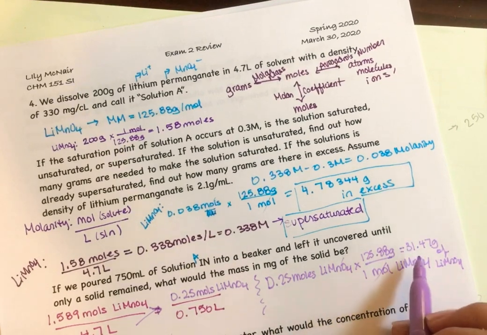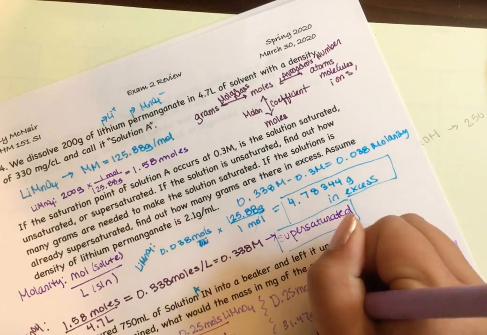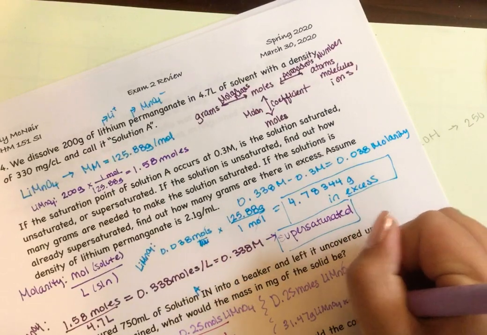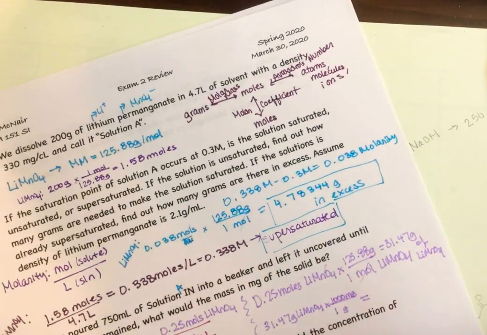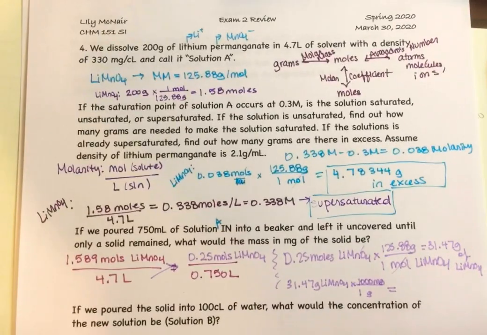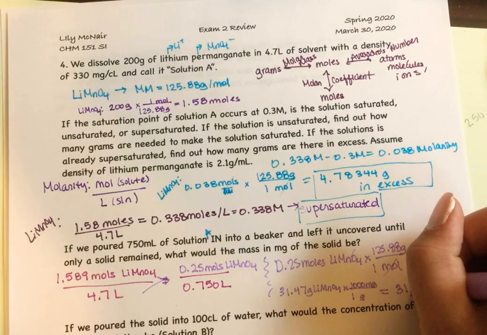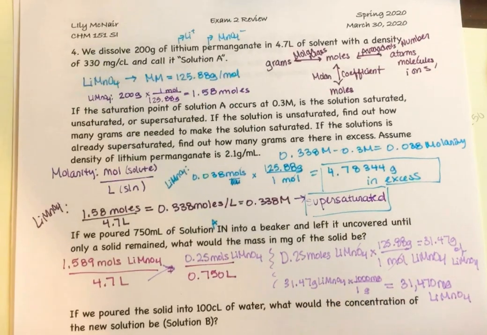So we'll take that, we'll multiply 31.47 grams lithium permanganate times 1 gram on the bottom, 1,000 milligrams on the top. That's our ratio that we're using to convert. And what we get is 31,470 milligrams LiMnO4, lithium permanganate.